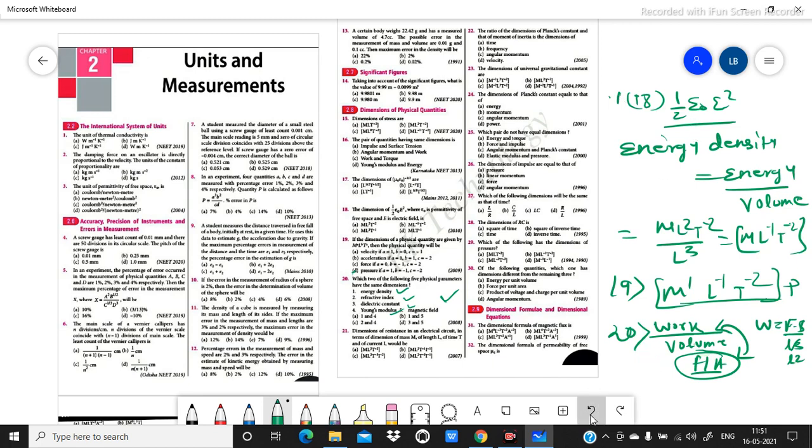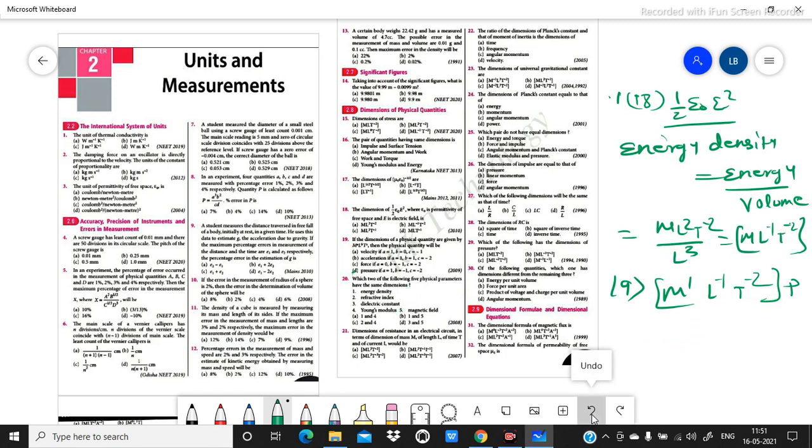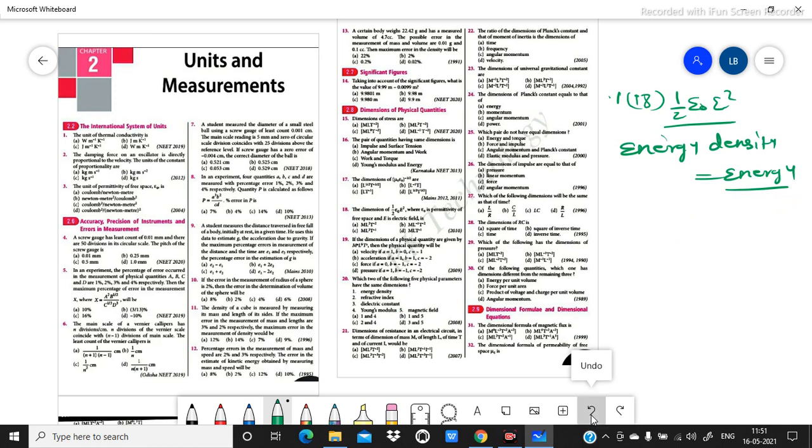Number 21 is given. Dimension of resistance in an electrical circuit in terms of dimension of mass, length, time and current. You know V equal to IR, it will be there in your 12th, and you already studied Ohm's law in 9th also. So V equal to IR, and accordingly I will get a formula for R, and I have to find out the resistance dimension from this formula. So let's do this.